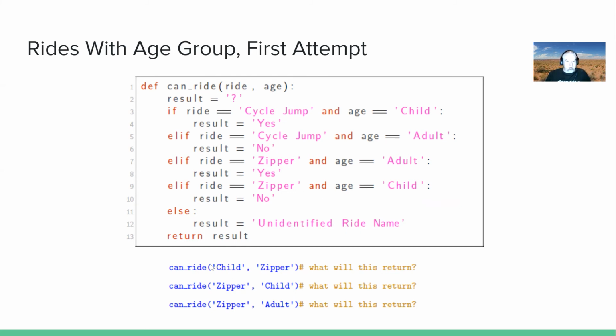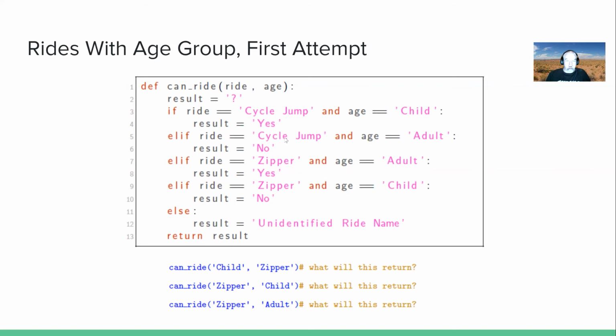Okay, so if we look at these examples, canRide, child, and Zipper. Immediately we might notice that there's a problem here with the parameters we're trying to pass. Remember, the arguments are passed in order to the parameters, and so ride would refer to child, and age would refer to Zipper. And so in that case, is ride equal to Cycle Jump? No, it's equal to child, so that would be false, and this is an and statement.